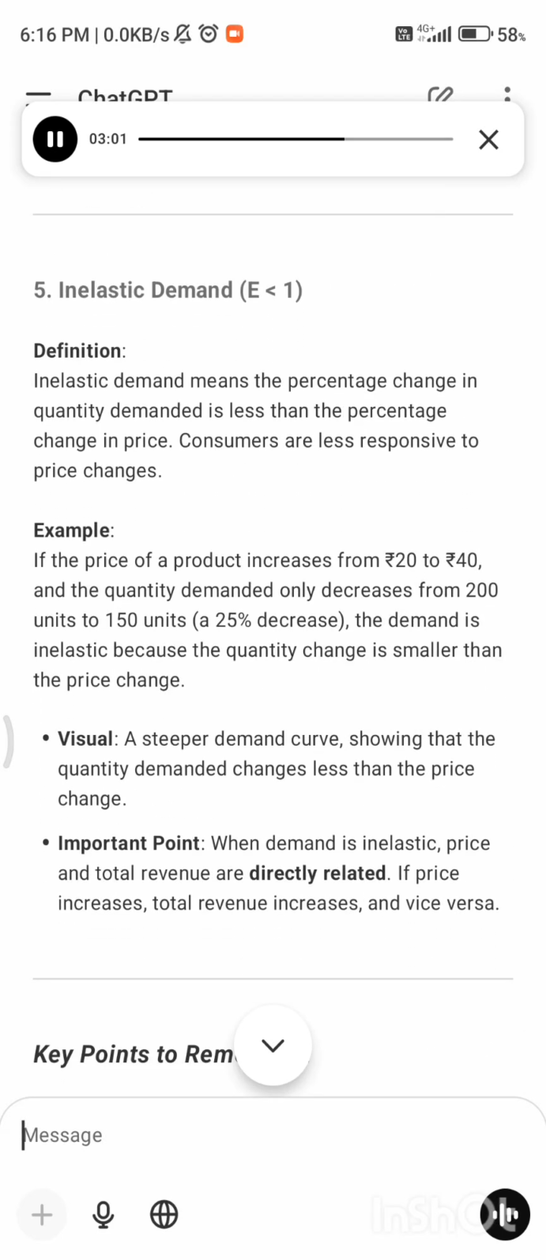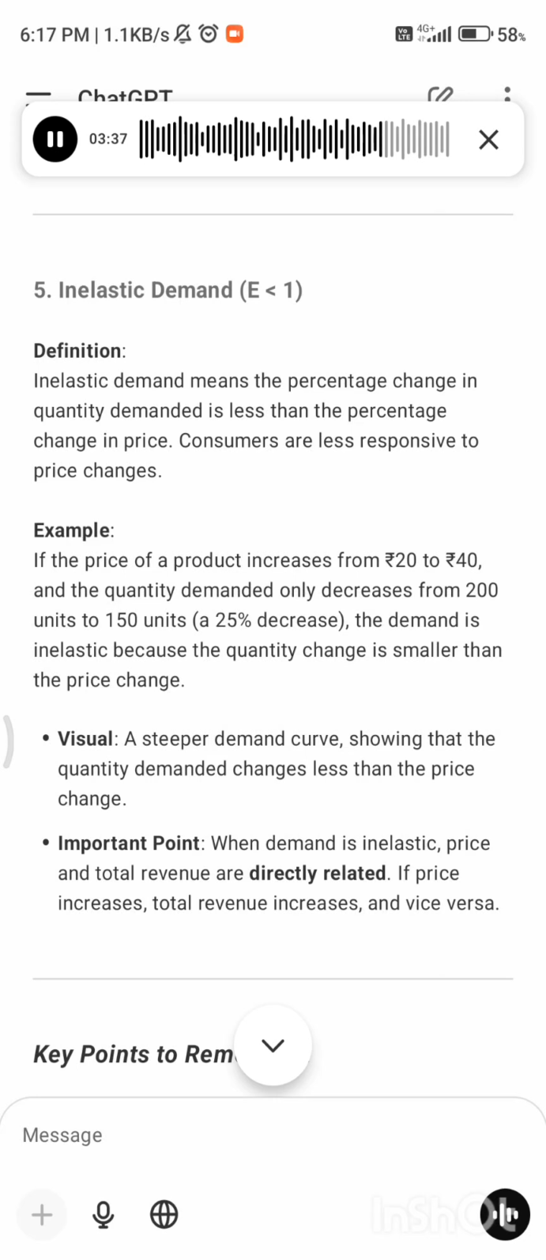Inelastic demand. Definition: inelastic demand means the percentage change in quantity demanded is less than the percentage change in price. Consumers are less responsive to price changes. Example: if the price of a product increases from 20 to 40, and the quantity demanded only decreases from 200 units to 150 units, a 25% decrease, the demand is inelastic because the quantity change is smaller than the price change. Visual, a steeper demand curve, showing that the quantity demanded changes less than the price change.